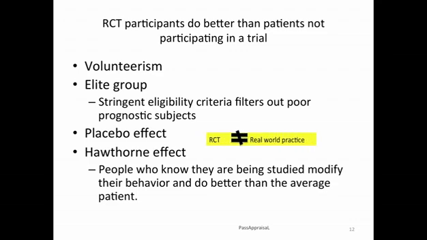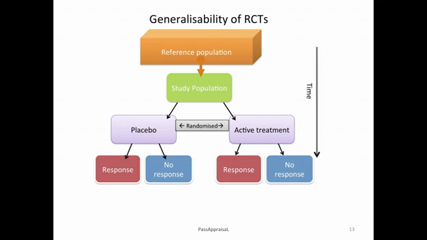So, summing up all this, an RCT is far removed from real-world issues that you see in your clinic. This issue is called as the issue of generalizability and is very important. When we conduct an RCT, we draw a sample from the reference population and we aim to apply these results to the target population.